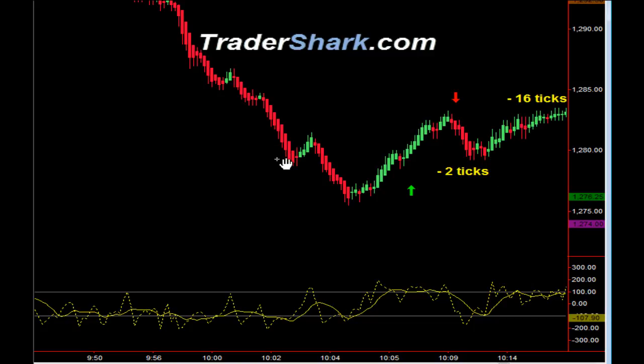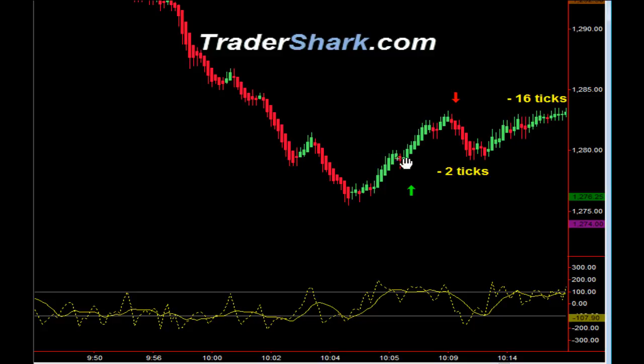Here you can see a basic head and shoulders pattern. Here's a shoulder. Here's a head. Here's another shoulder. Kind of a morphed head and shoulders pattern to the upside. We took it long. We hit our first target, and we did not see any follow through to get to our second target. We got a -2 ticks.